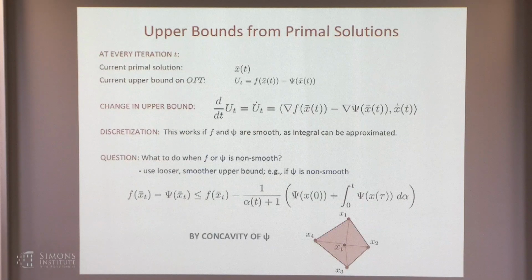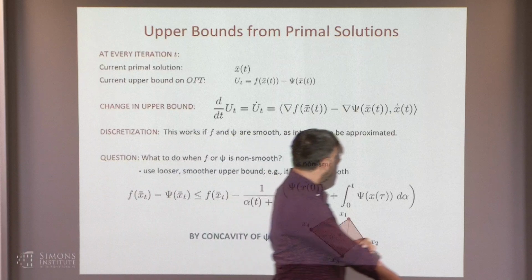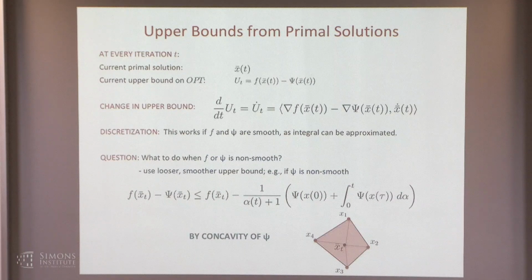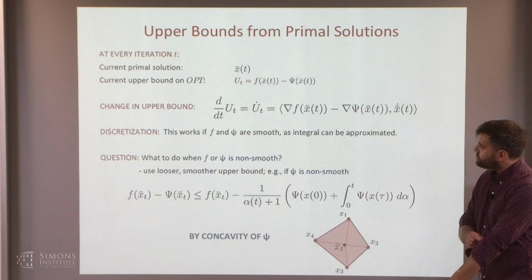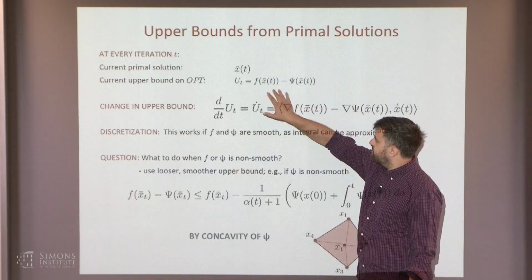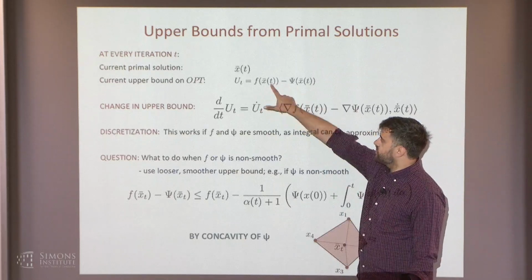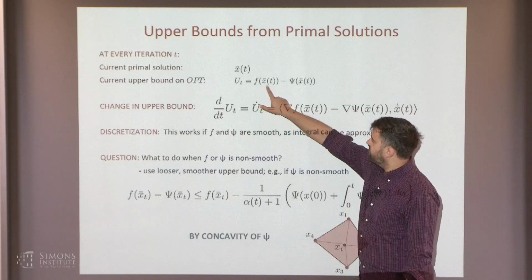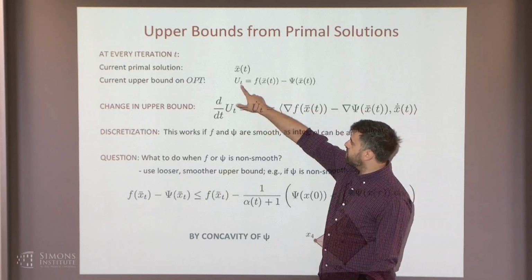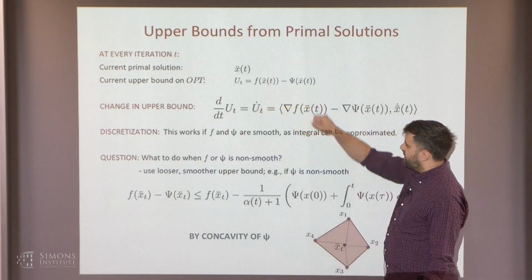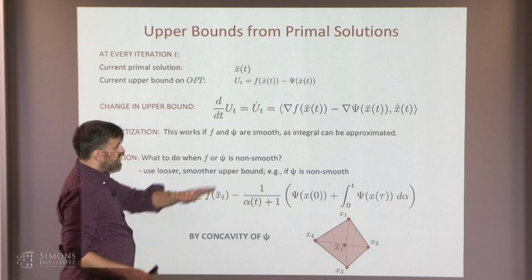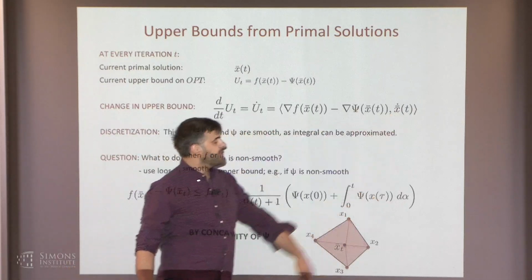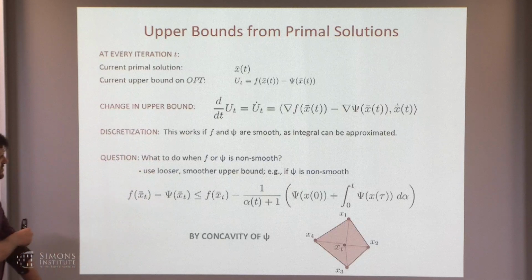Okay, so finally, we are ready to define some upper bounds and some lower bounds and some notion of duality gap. Okay, so what should I take my upper bound to be? So the most natural choice is the function value at my current solution. So remember, my function is f minus psi. So my notion of upper bound would be f of x bar minus psi of x bar. And you can differentiate that. And this is the derivative you get, but this is the way in which the current solution changes.